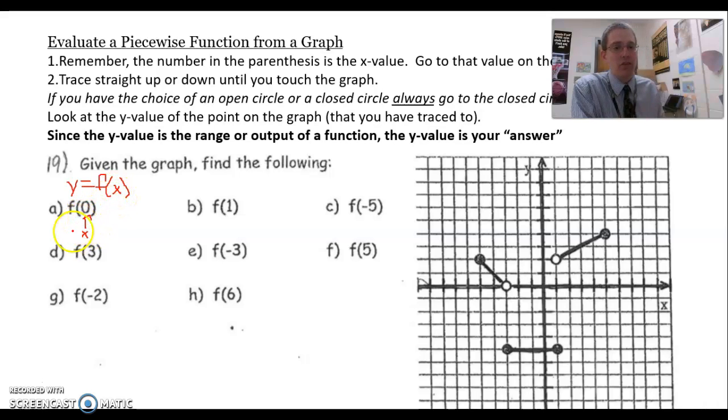So the input of a function is the x value on a graph. The output of the function, what it equals, is the y value. So here's how we do this.